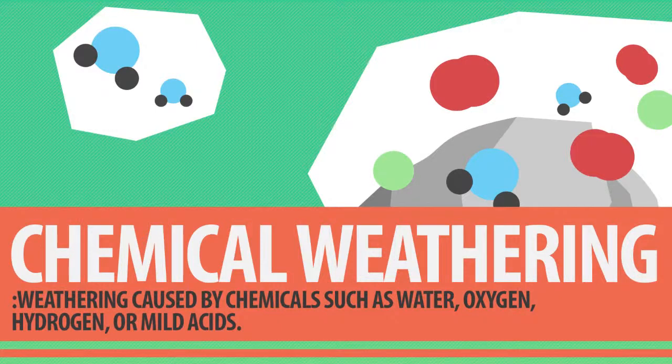Next up is chemical weathering. Chemical weathering is weathering caused by water, hydrogen, oxygen, and mild acids. This includes oxidation, where oxygen changes a rock's mineral composition, and hydration, where water is absorbed into rocks, causing it to expand and deform.